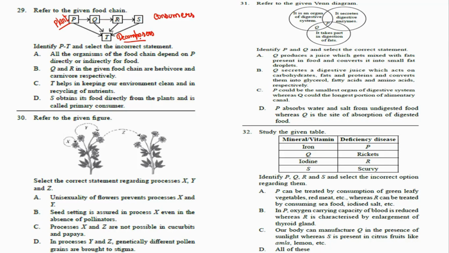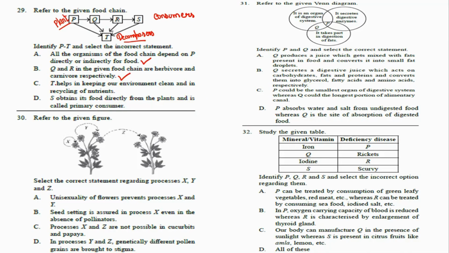So we have to find out the incorrect statement. The first statement says all the organisms of the food chain depend on P directly or indirectly for food. Yes, P is the plant. So this is the correct statement. Option B says Q and R in the given food chain are herbivores and carnivores respectively. Q is the herbivore, it is taking the plants P, and R is taking Q, that means it is a carnivore. So this statement is also correct.